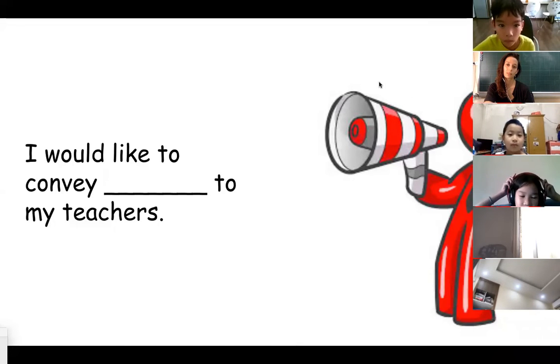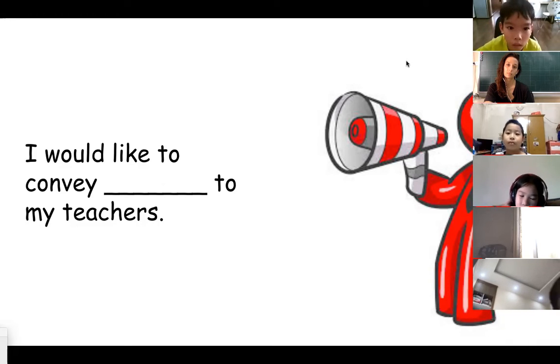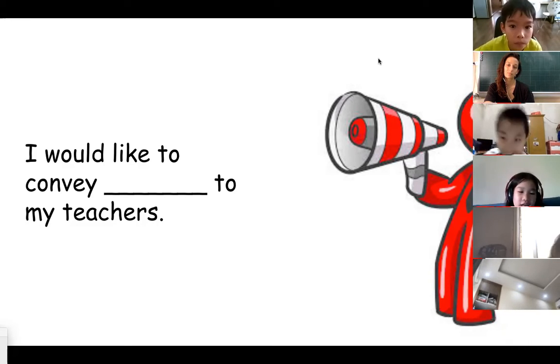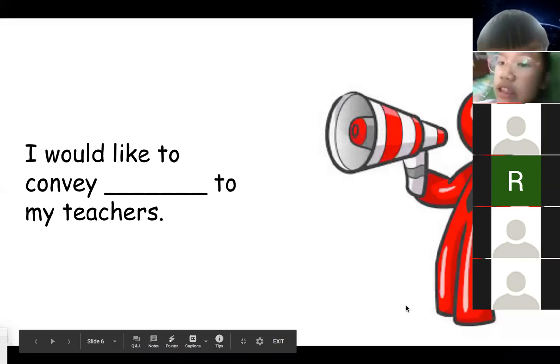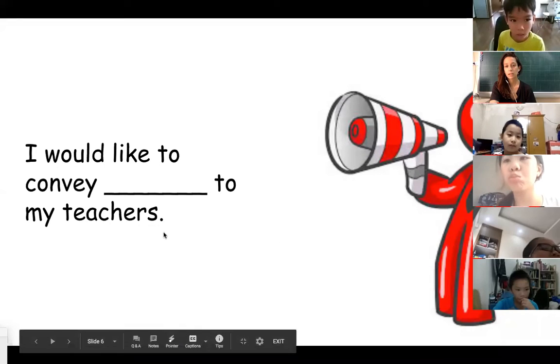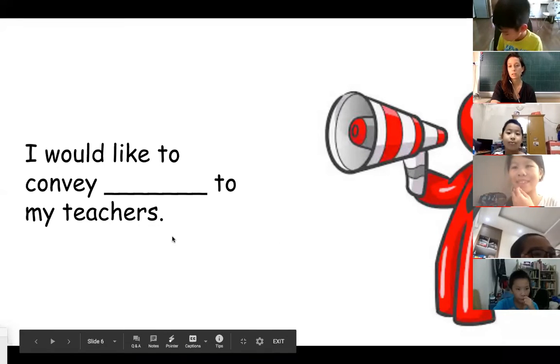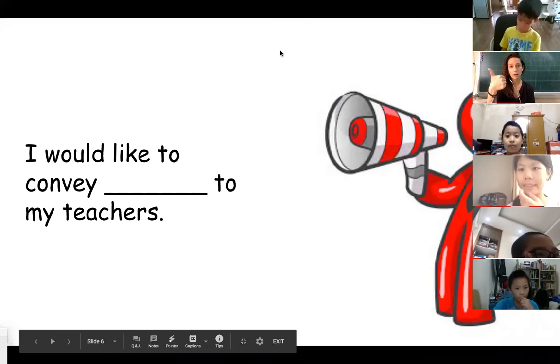I think that we would have less homework. Okay, so P would like to convey that we should have less homework. Okay, very good. Does anyone have a question about the word convey? No? Okay, so convey means to communicate. Okay, so we can communicate using our words.